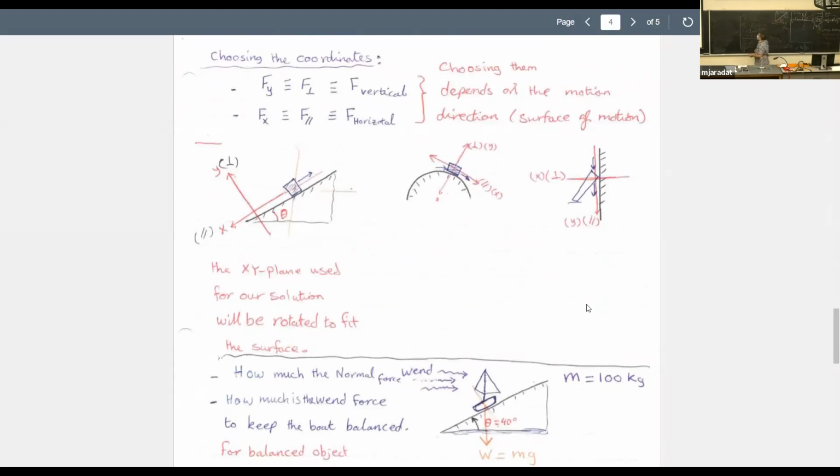Okay. What if we have a ramp, like just what you see in the lab? We have this object. This is the air. We have the weight downward. Somebody of you can tell me, I need to take this as X and this as Y. It's okay, there's no problem. But you need to deal with the normal force. The normal force is normal to the surface of motion. This is the normal force.